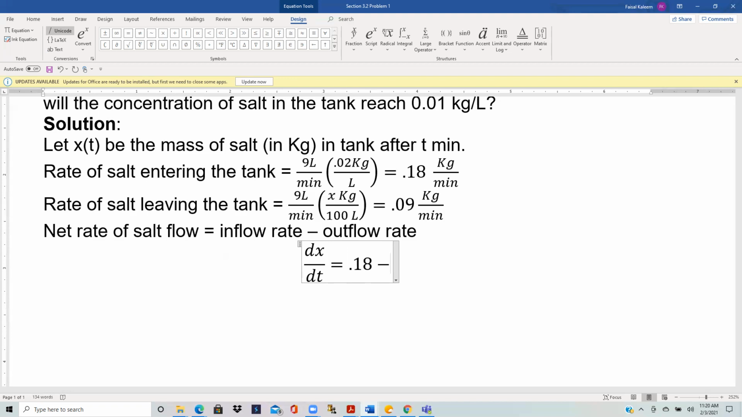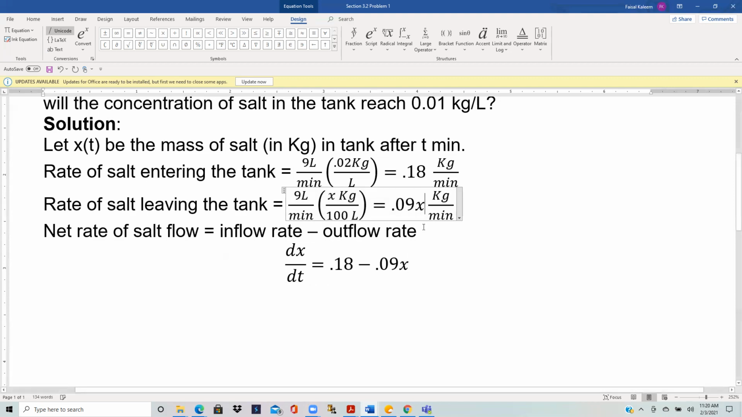Outflow rate is 0.09x. I forgot the x in the expression over here. So see, 9 over 100 is 0.09, but then there's also an x. And the kilogram per minute is just the unit, so you don't have to write that.